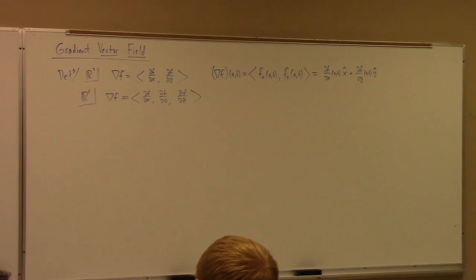But a vector field is, again, just the attachment of a vector to each point in some object. You could talk about vector fields along a line. You could talk about vector fields along a surface. You could talk about vector fields along a curve. The idea of a vector field is very general.